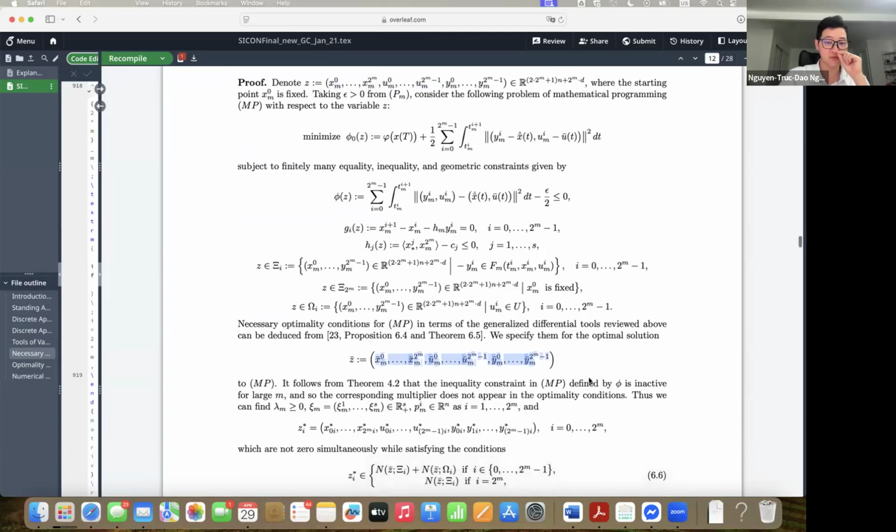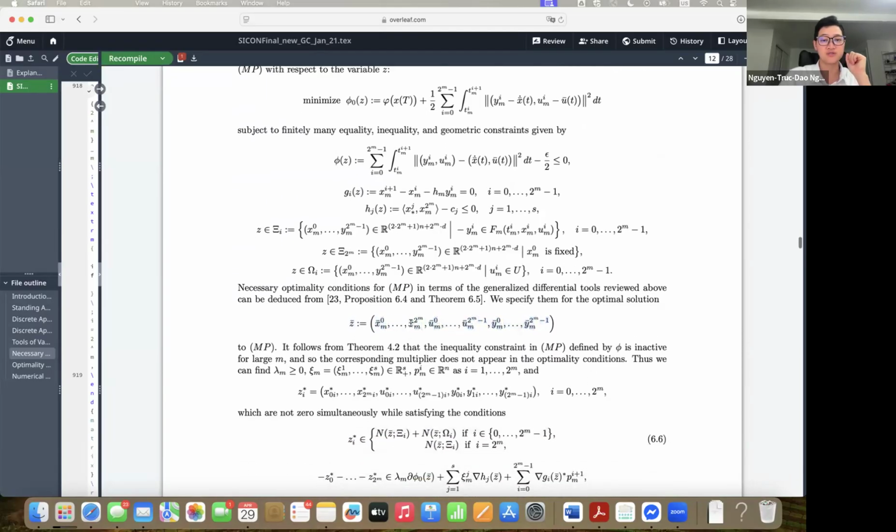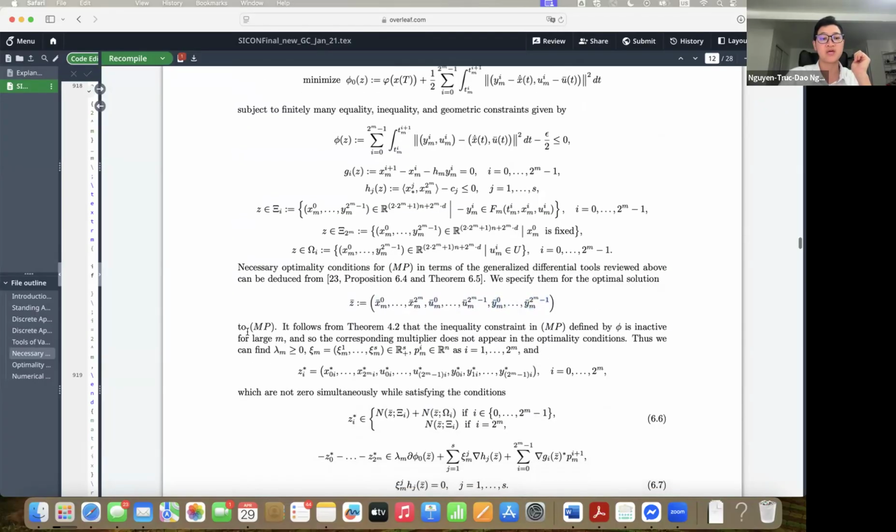So they are all optimal solutions, corresponding to the state right here. This is the optimal solution corresponding to the control variable, and this is the optimal solution corresponding to the x dot to the MP problem. So this is for the mathematical programming problem, okay? And it follows from theorem 4.2.